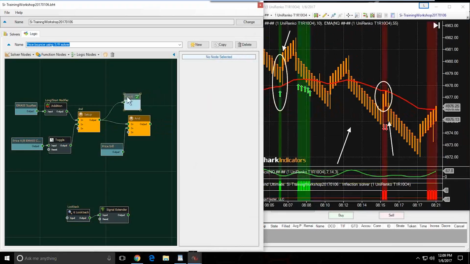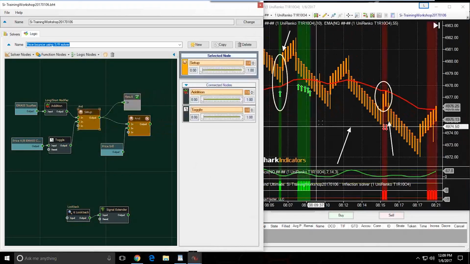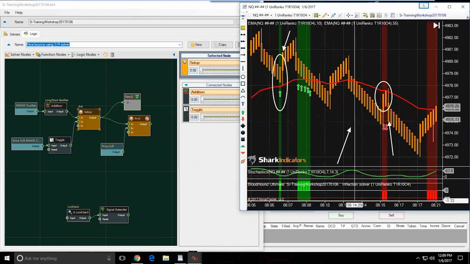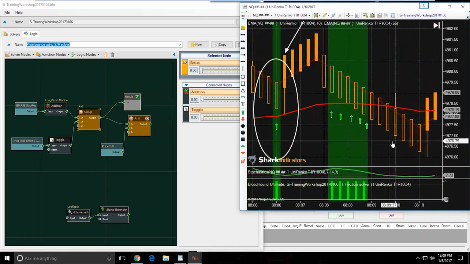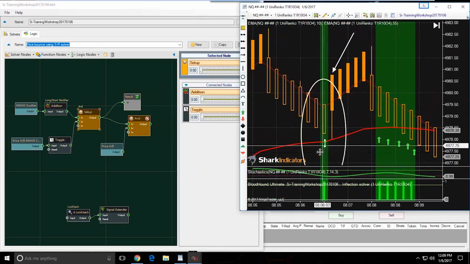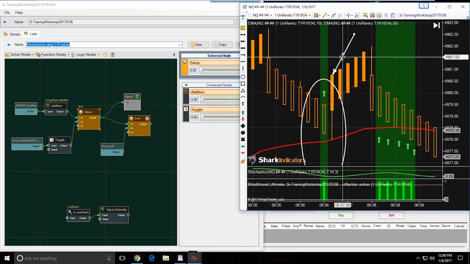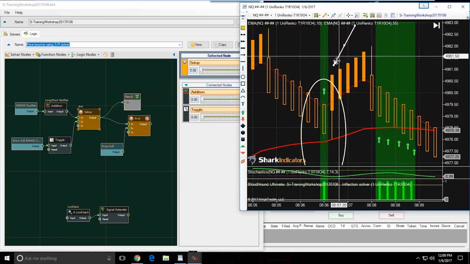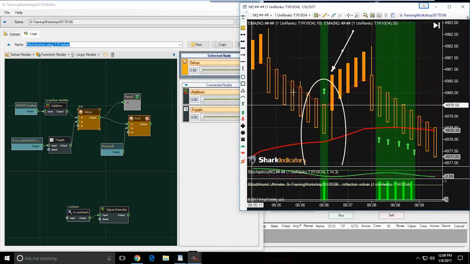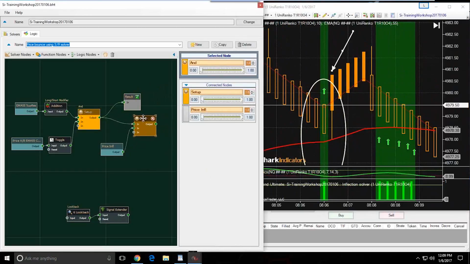So let's take a look at our setup here. Let me zoom in here. Right, so our setup is on this bar, but remember the bounce bar or the reversal bar is one bar after. So you see our output here doesn't have an output on the bounce bar. So this reversal bar, there's no output. And so that's why we get nothing from this logic node.